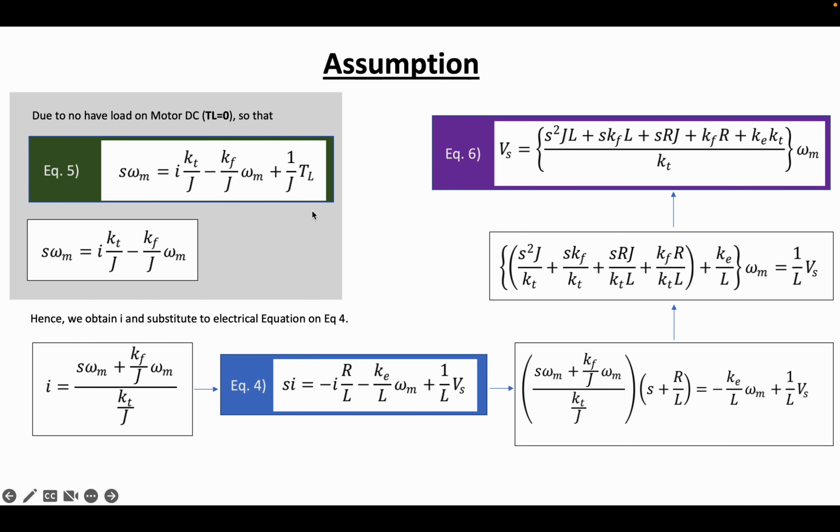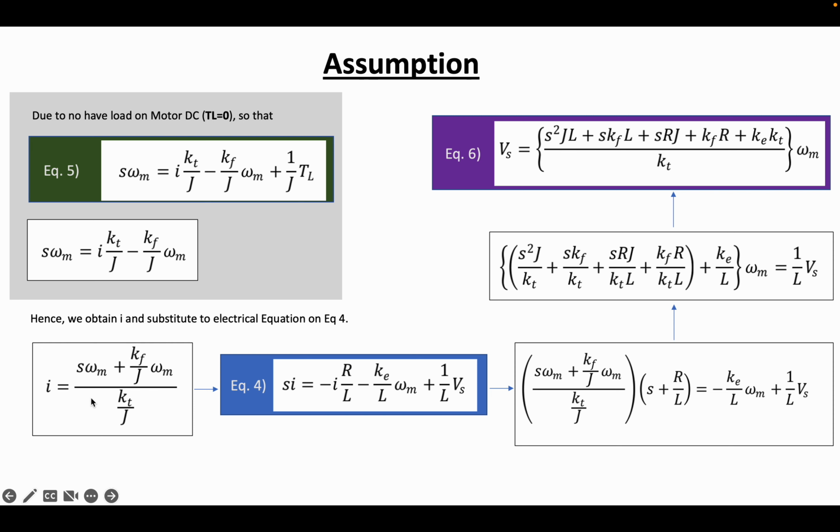As I told you before, TL equals 0 because we have no load on the DC motor. So from the mechanical equation, we can cancel this term, and we can write it again, and we found this equation. From this equation we can find I, and we found I equals s omega m plus Kf over G omega m, over Kt over G.